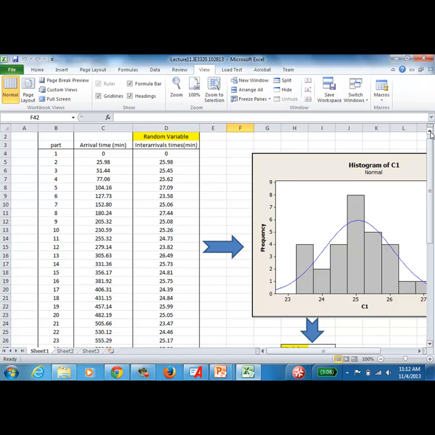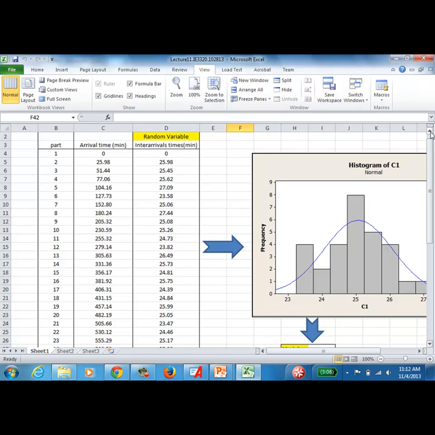So we observed this for almost 600 minutes, and we were able to capture 23 arrivals. And these are the inter-arrival times. So what do we do with this information? Now I want to be able to predict the arrivals of the next parts for this system. And why do I want to do this? I want to be able to plan for my system.